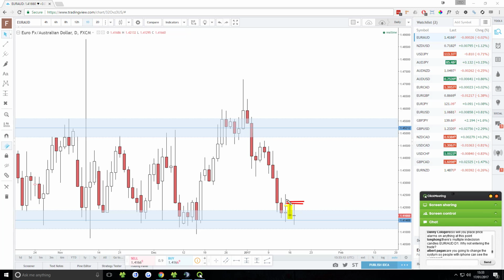If you were basing it off of this indecision candle, your risk reward ratio would probably be horrible, but your entry would be somewhere up here. So there'd be no entry yet. So no entry has triggered, therefore there's no entry to this trade.